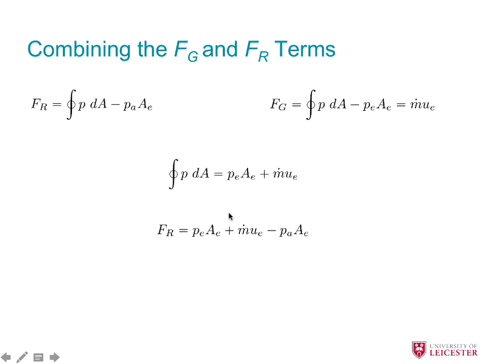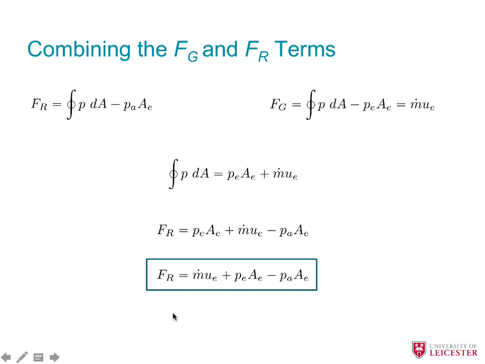So I've lost that awkward surface integral now, and I have simply terms in the mass flow rate, the true exhaust velocity, the exit plane area, and the exit plane and ambient pressure. And so with a trivial rearrangement, I end up with the expression for the thrust equation which we set out to derive.